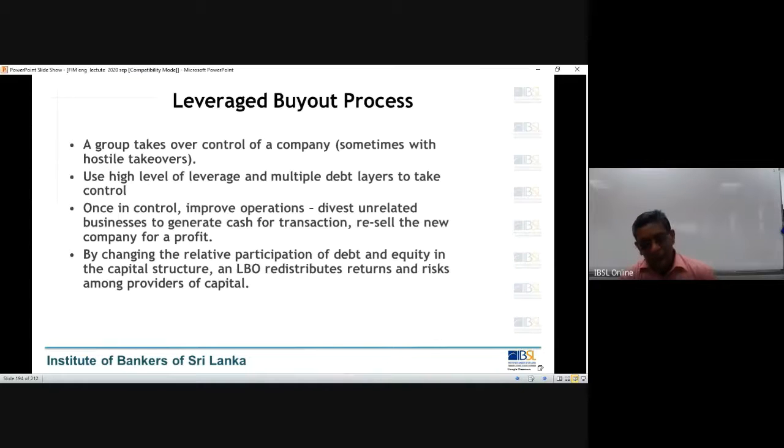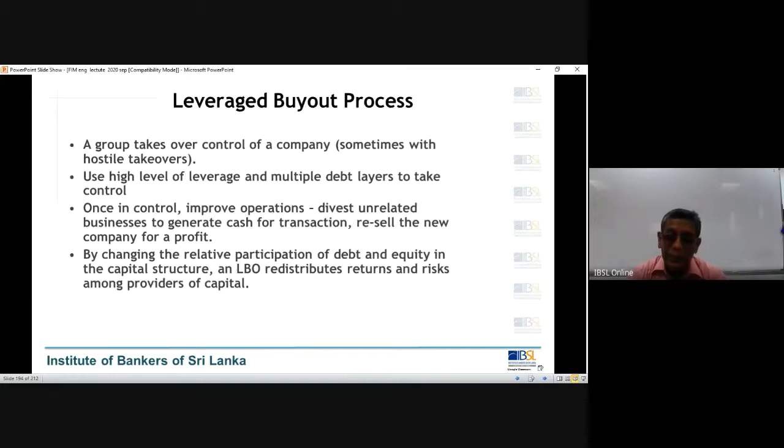Another method, an examiner's very famous question, is the leverage buyout process. Now, what do you mean by leverage buyout? Suppose an organization wants to take over another organization, that is what you call a takeover. Now, you see, takeovers can be hostile or friendly. I will explain the difference. No question has been asked at the moment, but they will ask questions. What is merger and acquisition?